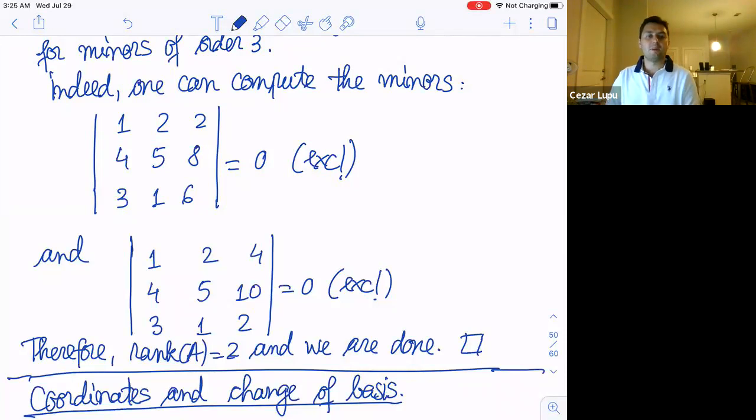Anyway, these minors of order 3 are 0, so there is no hope for me to find any non-zero minor of order 3, so I have to stop at non-zero minors of order 2, and therefore the rank is 2, and that's it.